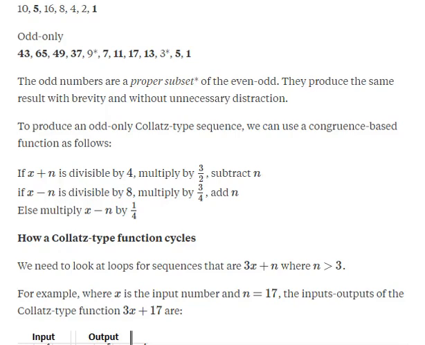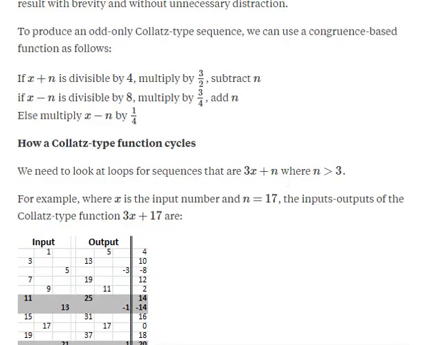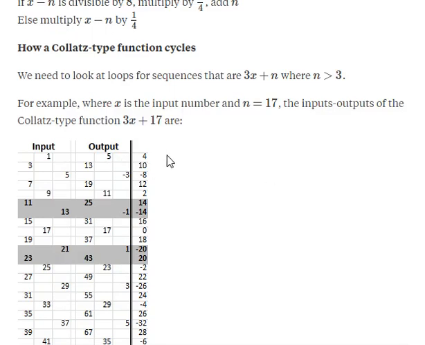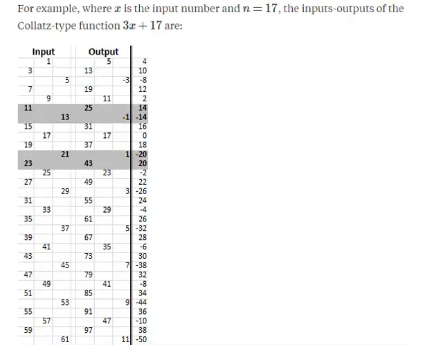So in another video I use obviously plus 1. Here with plus n I can substitute any odd number and get an input-output table for that number. So here's an input-output table for 3x plus 17. And what I want you to notice here is that we have inverse relationships: 14, minus 14, minus 20, 20.